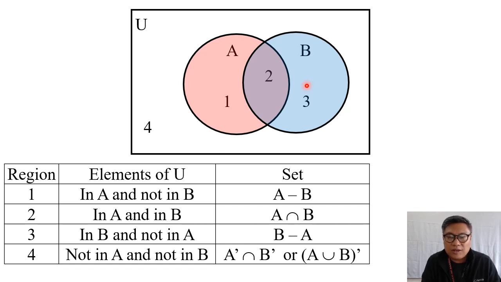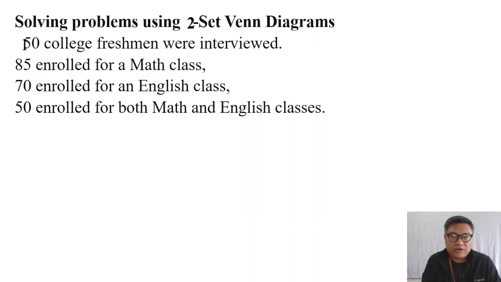So when we solve problems involving two-set Venn diagrams, we always have four regions to fulfill or accomplish. Here we have an example of a problem. We have 150 college freshmen who were interviewed, and 85 among them enrolled for a math class, 70 enrolled for an English class, while 50 enrolled for both math and English classes. If we add, class, 85 plus 70 plus 50, this is more than the 150 being interviewed.